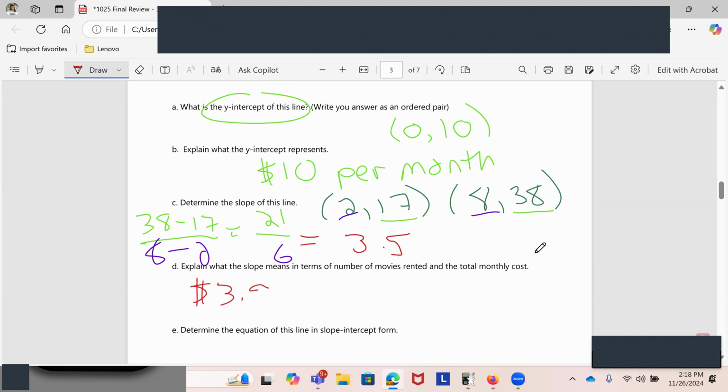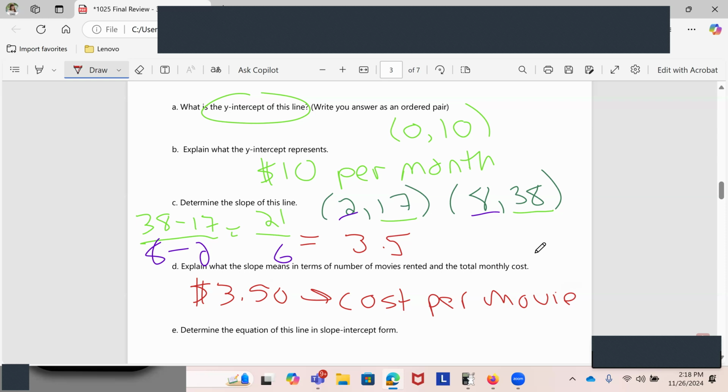What are they charging me $3.50 for? If $10 was the monthly fee, what is this $3.50? It's the cost per what? Per movie. Per movie, yeah, or per download. Perfect.